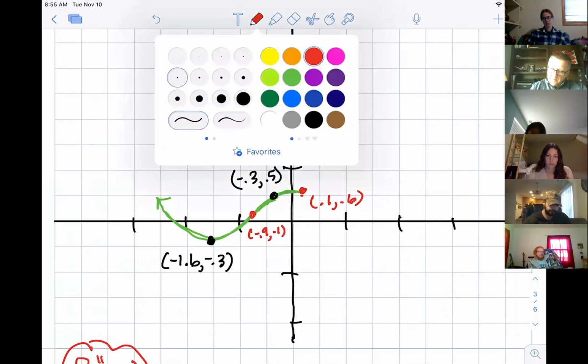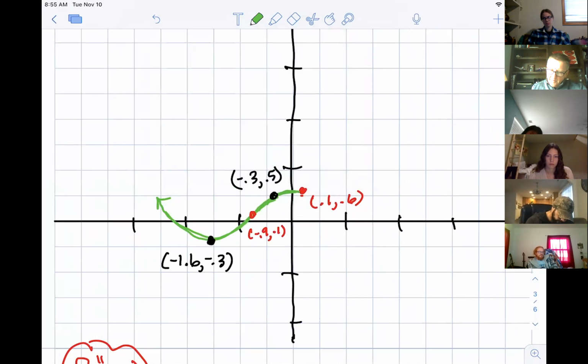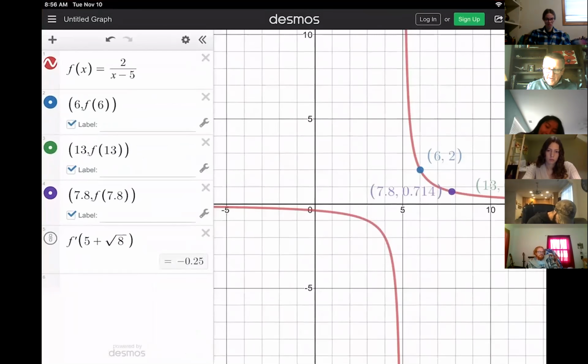So what does it mean that that's an inflection point? Well, it must switch from concave down. It was concave down through here, then it must actually switch to concave up. So it must look something like that. You see what I'm saying? The question is, if I go to Desmos, is that what I see? Do I indeed own this graph?